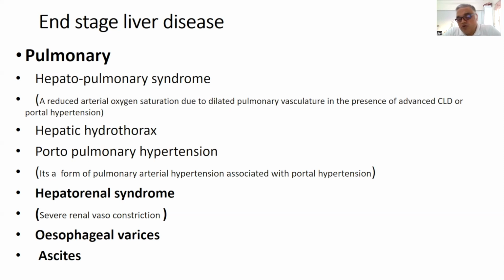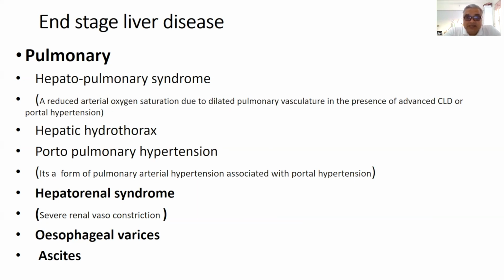But if you want to give anesthesia for a non-transplant case, be aware, be careful. The patient will be hypoxic for a long time and will improve hypoxia when you make them supine. The moment the patient is in a propped up position, they will be hypoxic, but when they are supine, oxygenation will improve. Portopulmonary hypertension, anything more than 45, is where pulmonary arterial systolic pressure will be very high. This will be resolved only after transplantation because it's almost like a volume overload status.